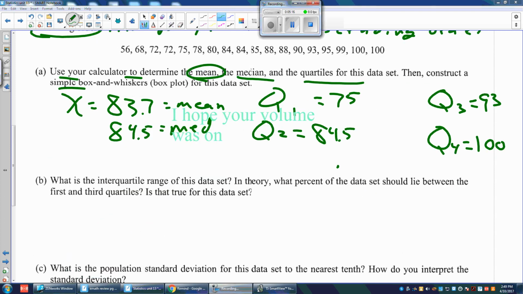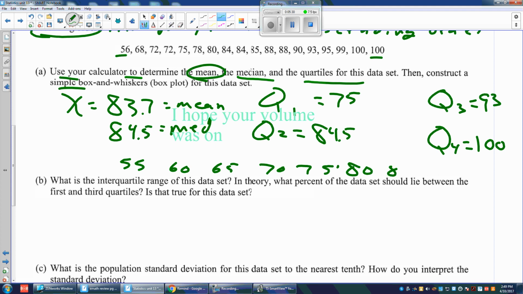Let's make a simple box and whisker plot. We have to go from 56 to 100. I'm going to count by fives. 55, 60, 65, 70, 75, 80, 85, 90, 95, and 100. Now, the minimum was 56, so that's a little bit above here, and the first quarter was 75. You draw a vertical line above the 75.